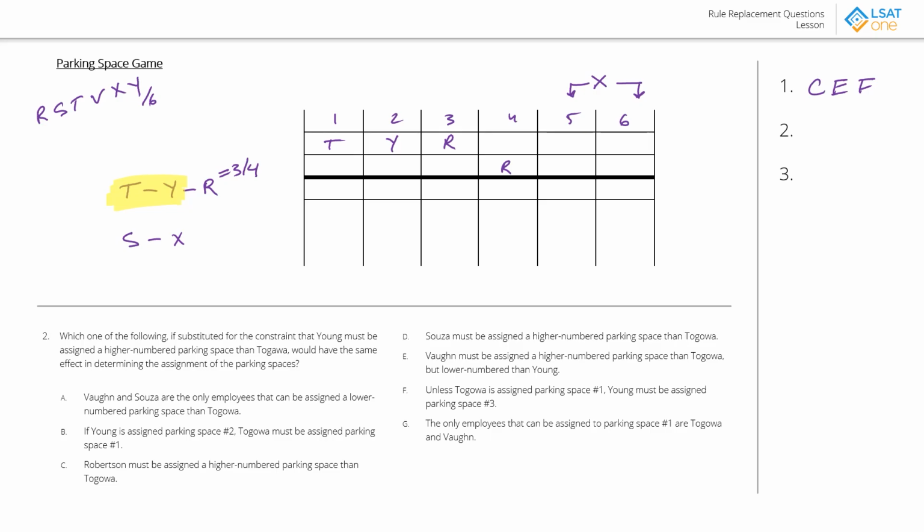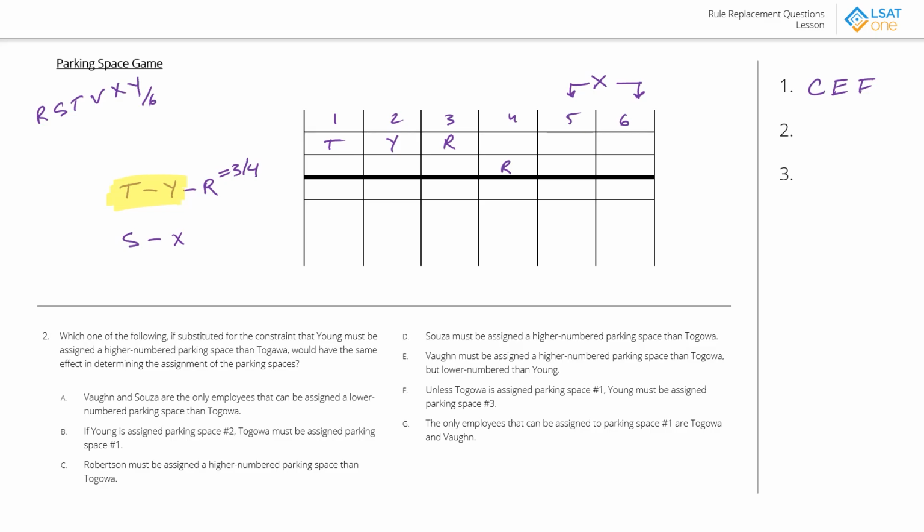Answer choice A. V and S are the only employees that can be assigned a lower numbered space than T. Now, let's start with, if that was true, would that get the job done? And arguably, yeah, it kind of would, wouldn't it? Because if V and S are the only people that can go lower than T, well, then that means that everybody else has to be higher than T, which includes Y, so it would ensure that Y is going to have a higher number than T.